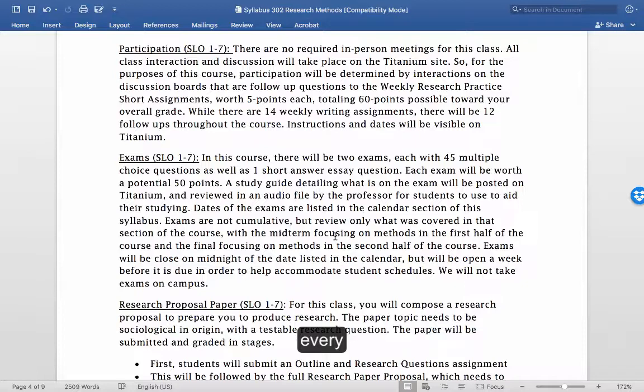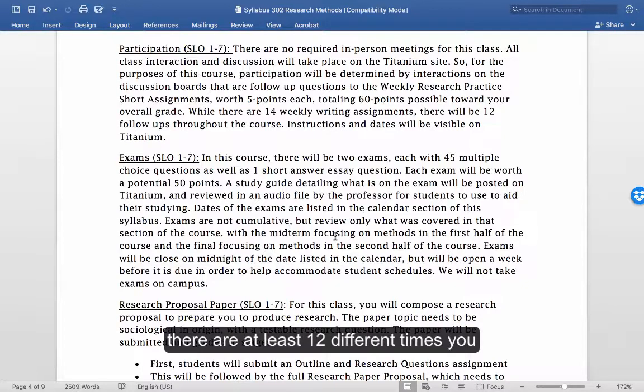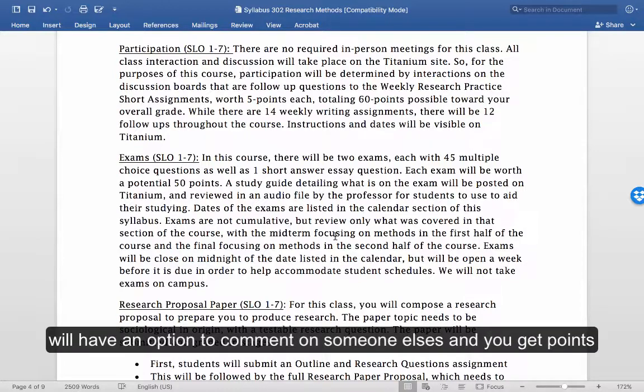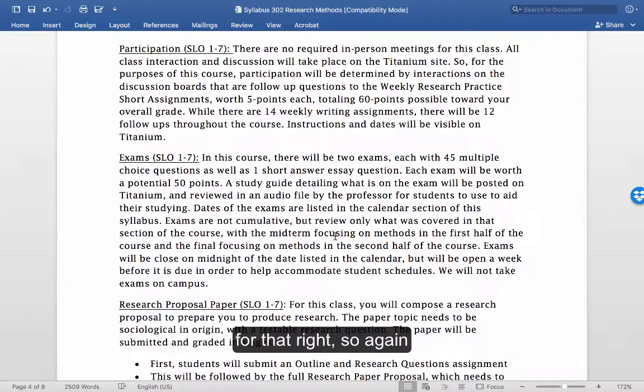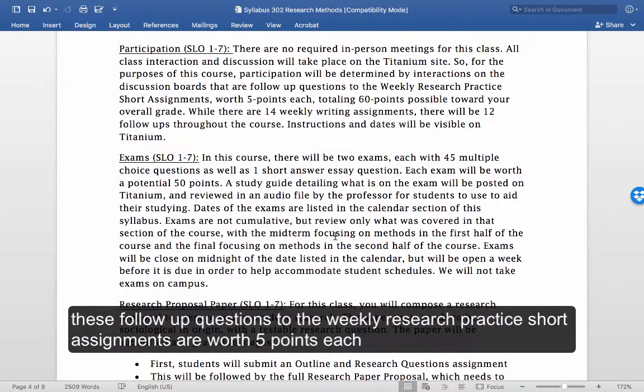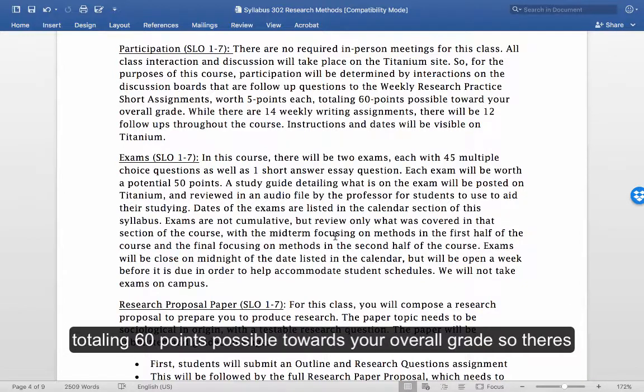there are at least 12 different times you'll have an option to comment on someone else's, and you get points for that. So again, these follow-up questions to the weekly research practice short assignments are worth 5 points each, totaling 60 points possible towards your overall grade.